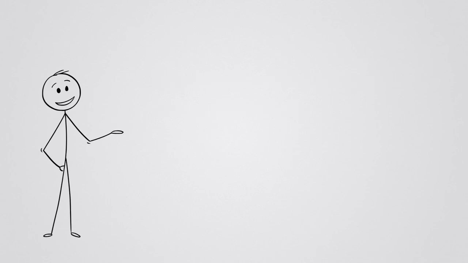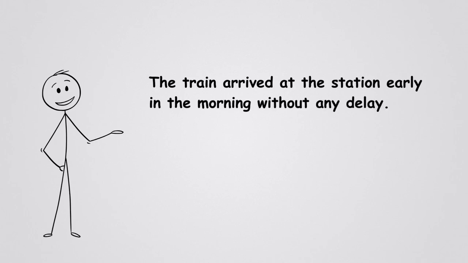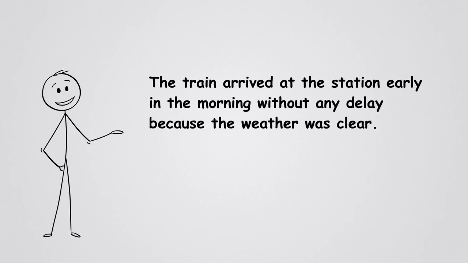Let's look at another example. The train arrived. Now we add a phrase that tells place. The train arrived at the station. Next we add a phrase that tells time. The train arrived at the station early in the morning. Now we add a phrase that tells manner. The train arrived at the station early in the morning without any delay. Next we add a phrase that tells reason. The train arrived at the station early in the morning without any delay because the weather was clear.